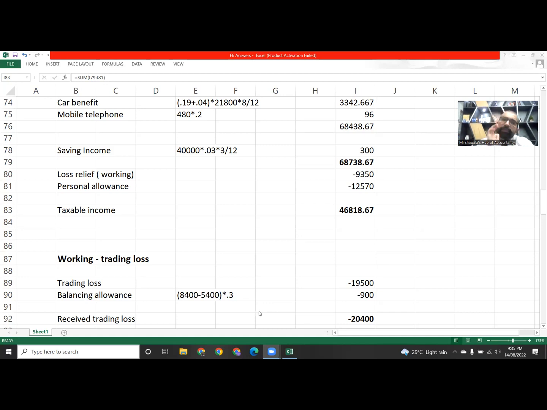Did you understand the question? Did you understand this 10 marks part? Please tell me. Did you understand this 10 marks stuff?